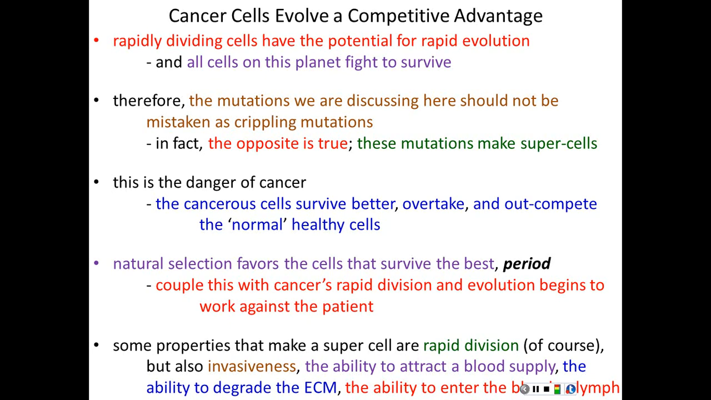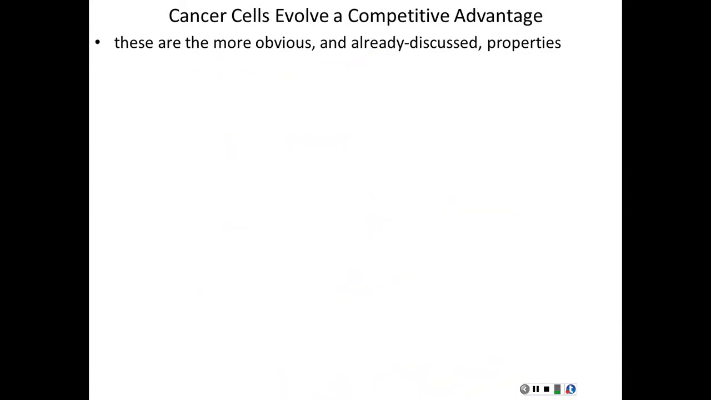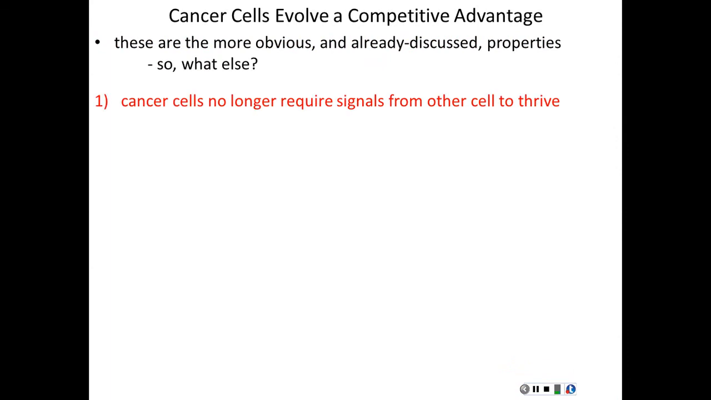Cancer cells can degrade the extracellular matrix, speeding their growth and their invasiveness. And, as we've already said, cancer cells can move, they can migrate, and enter the bloodstream or lymph system, carrying those cancer cells to new locations. These are the more obvious, already discussed properties of cancers as a supercell. What else can cancer cells do that give them an advantage?